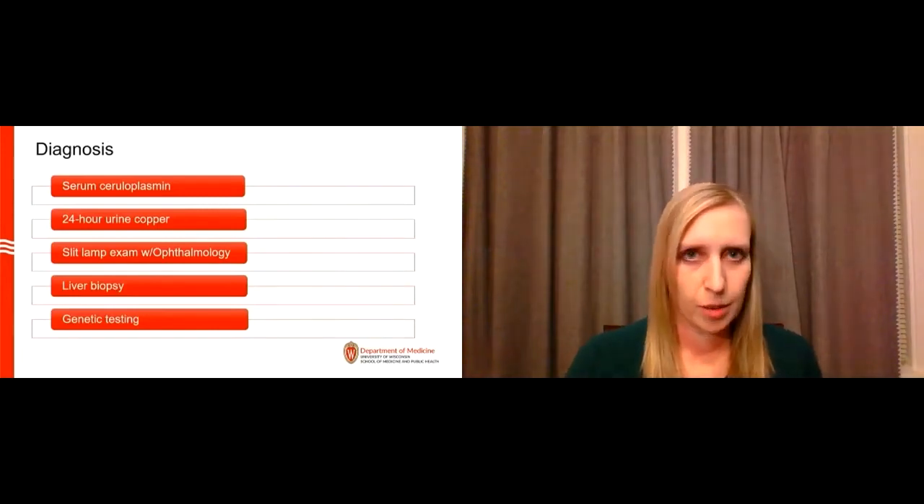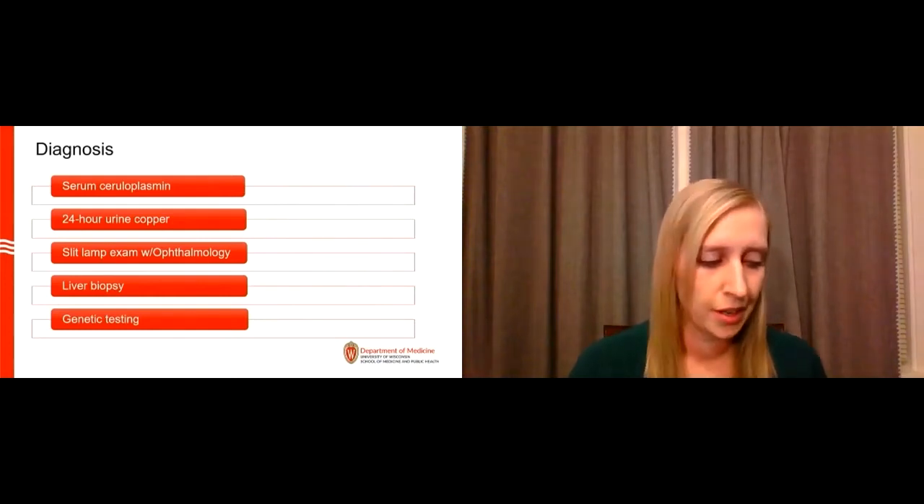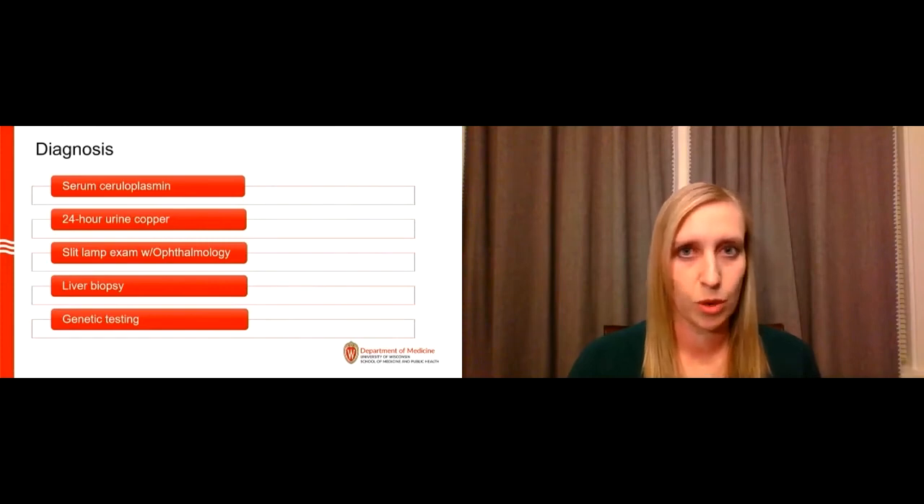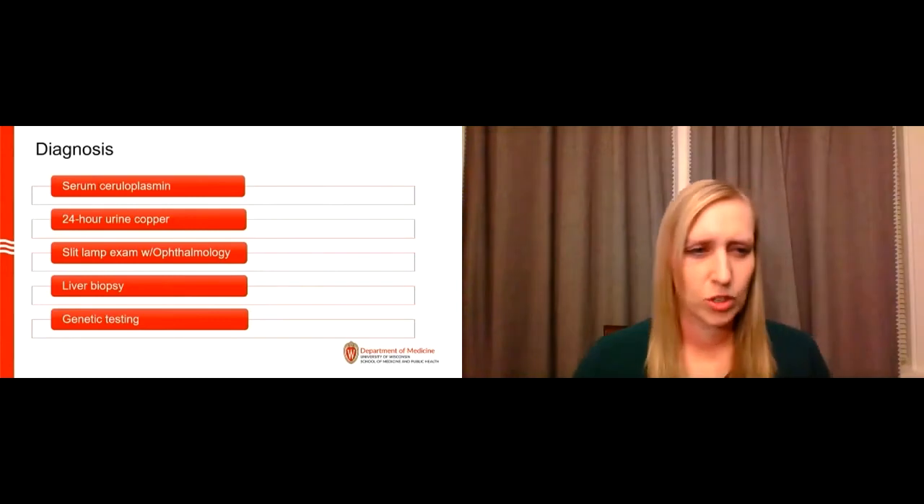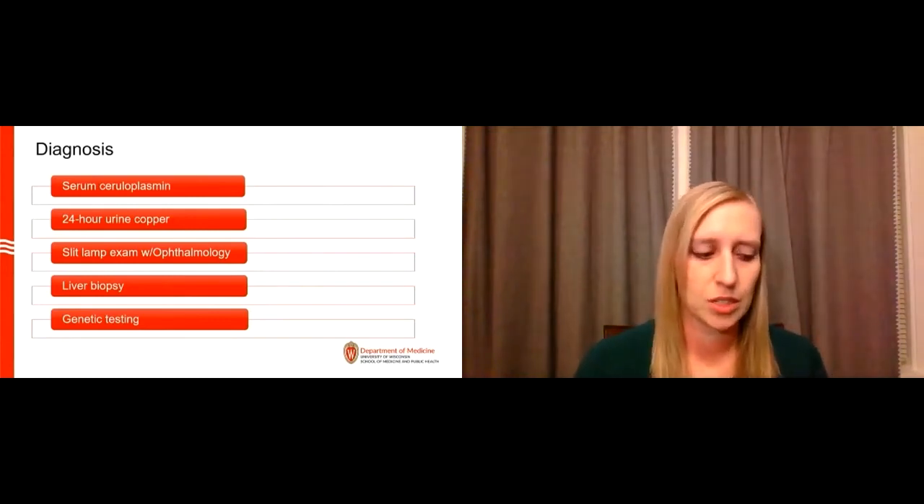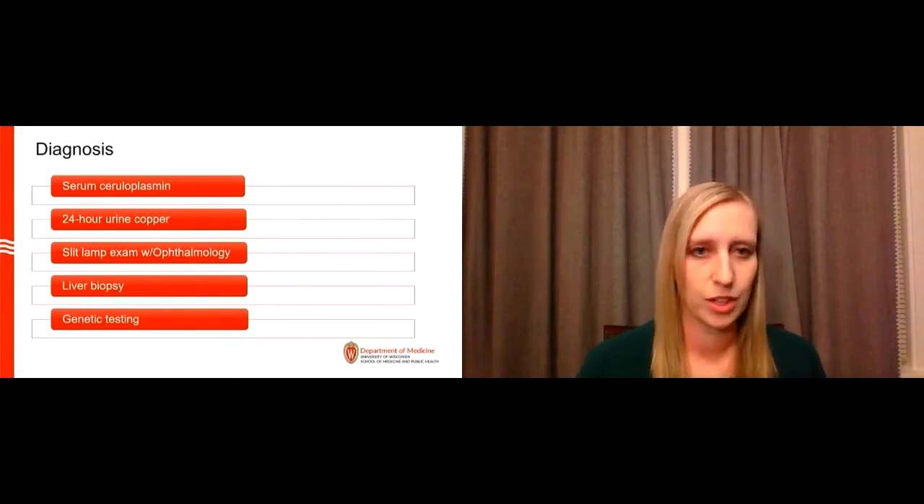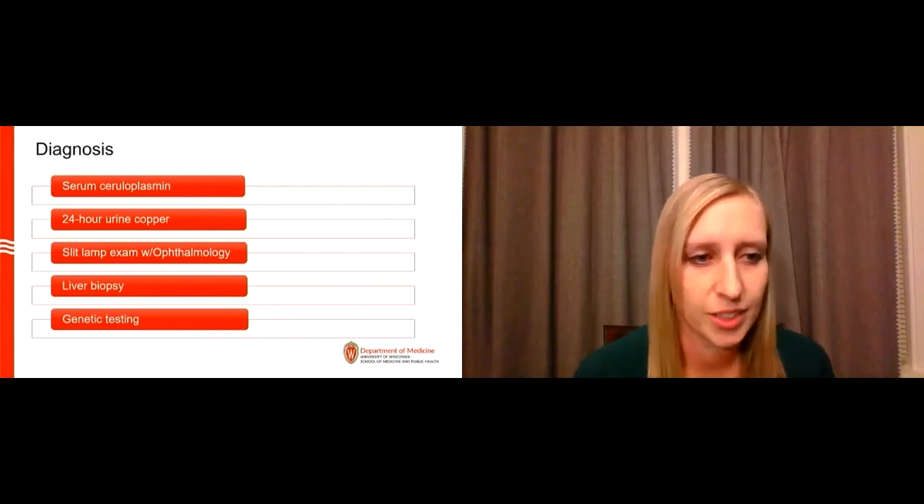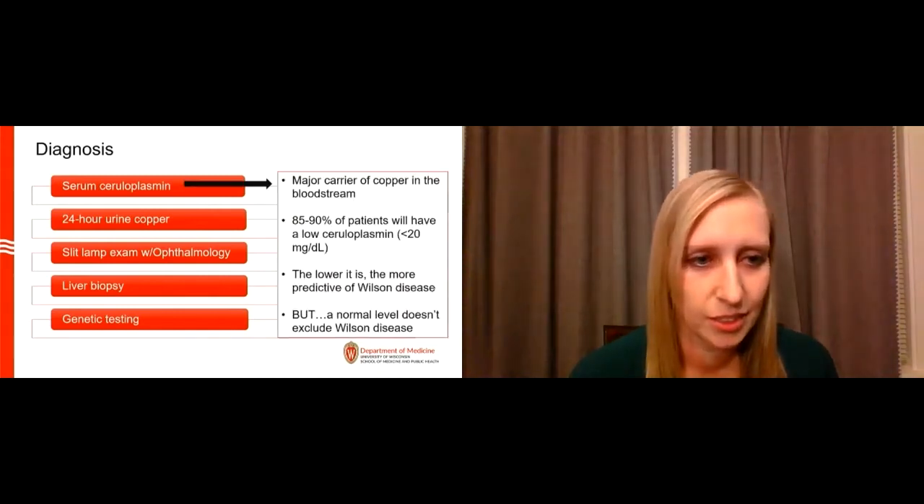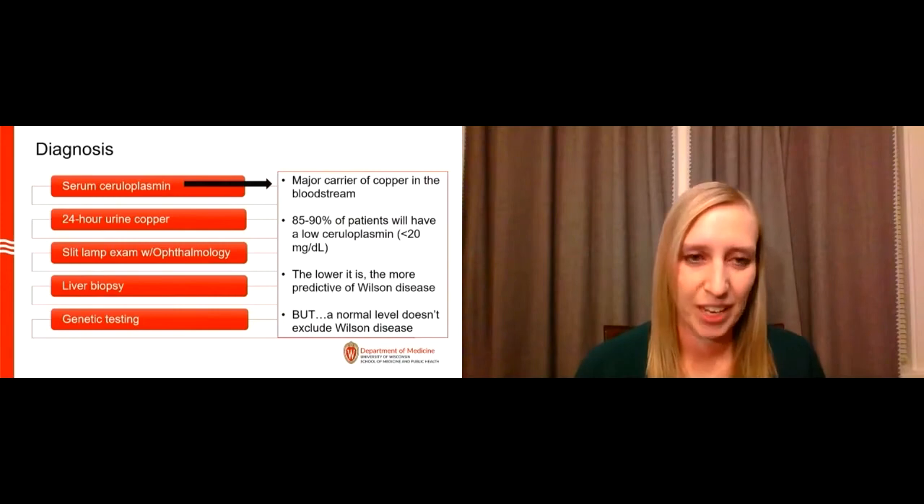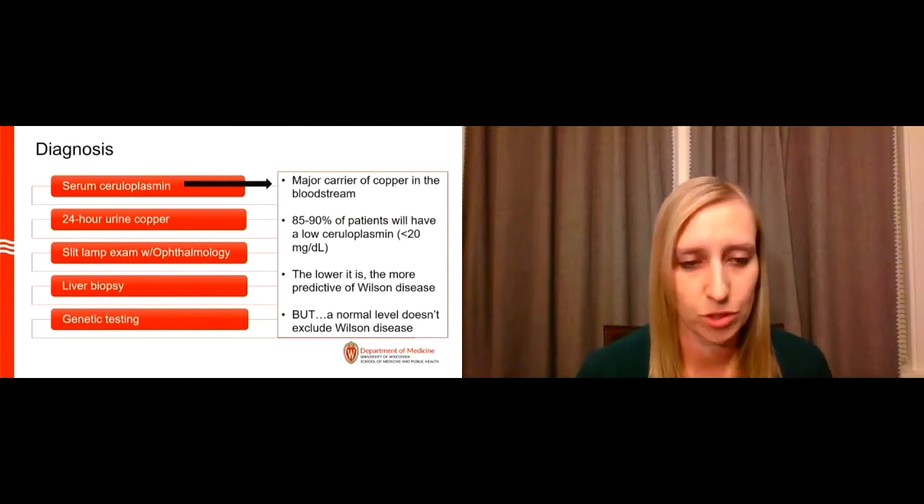So here I just have a list of some of the diagnostic tests that we use most commonly to diagnose Wilson disease. And to start off with, one of the most common ones that we see used is the serum ceruloplasmin. As I mentioned earlier, people with Wilson disease fail to incorporate copper into apoceruloplasmin, and so they end up having lower levels of functional ceruloplasmin in their blood. Oh, sorry, next slide, please. Thank you. And so this is a major carrier of copper in the bloodstream.